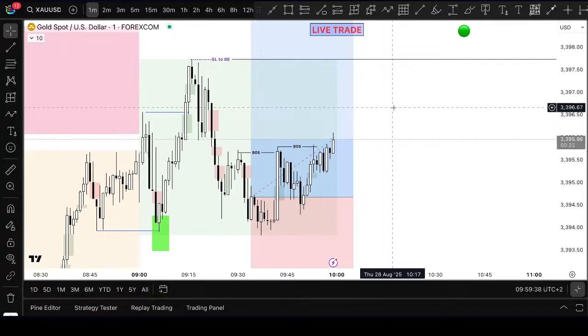Okay, the gold is going up. Now we should not get fearful and do stupid stuff. Okay, the gold is on the move.